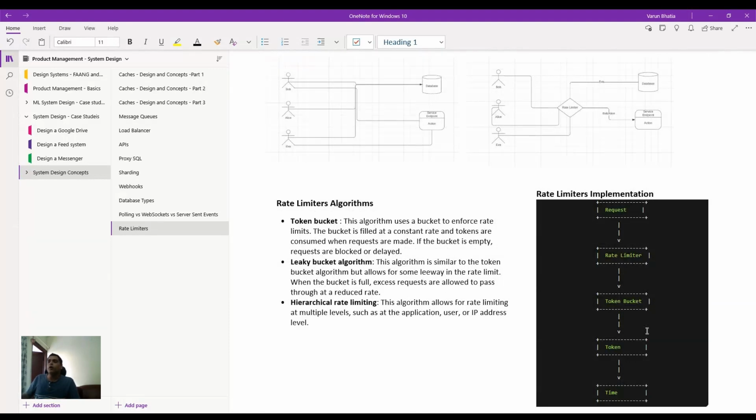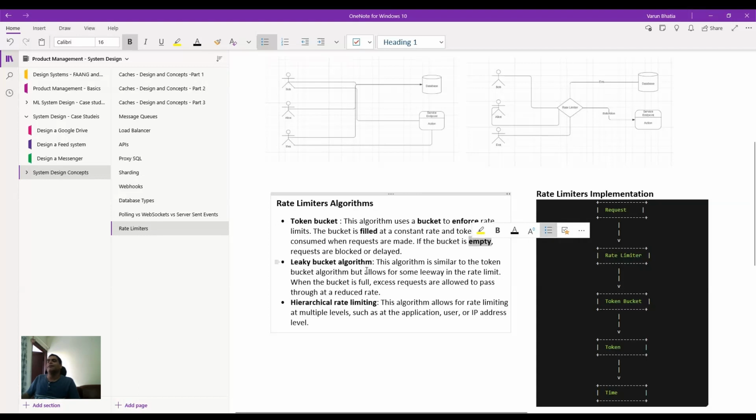So, token bucket. Rate limits are enforced, and there is a bucket, as the name suggests. So you enforce rate limits, and the bucket is filled at a constant rate, and tokens are consumed when requests are made. And if the bucket is, let's say, empty, then the requests are blocked until the bucket is full. You won't pass any tokens, right?